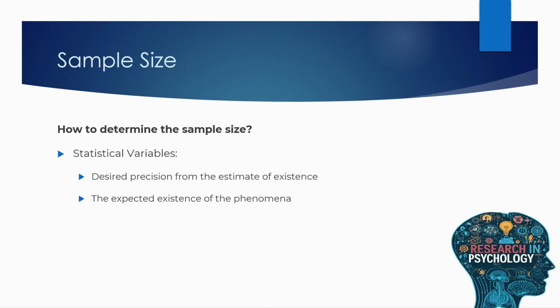The statistical variables that we use to determine the sample size are, first, the desired precision of the estimate, which means the error margin. How much error are we allowing? How much error is acceptable in the outcome? Secondly, the expected existence of the phenomena, like how frequent, or what is the expectation that the phenomena exist in the population and the sample. All right, so these two are the statistical variables that we use to determine the sample size.